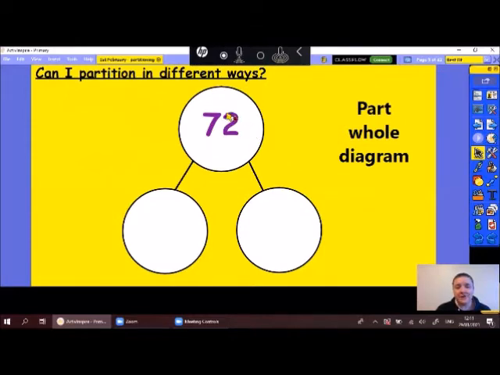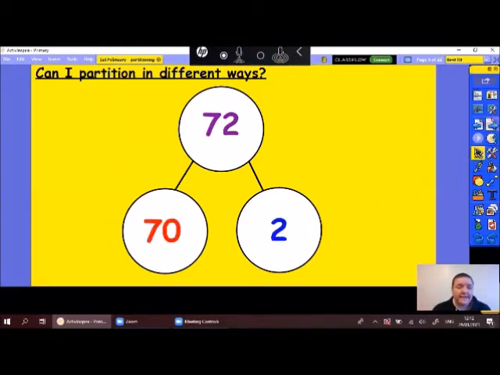We have 72 at the top of our part-whole diagram. This is the whole amount that we have. This is our total. So the numbers in these two circles will add together to make 72. What would be the most obvious way to do this, do you think? Indeed, just split it into tens and ones. So we have 70 and 2, because 70 add 2 makes 72.